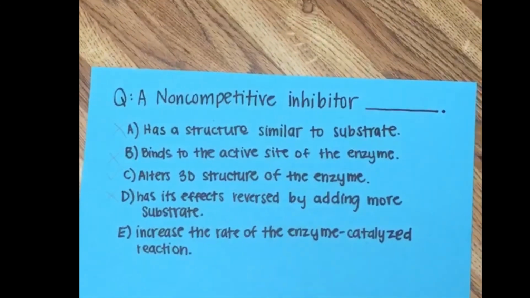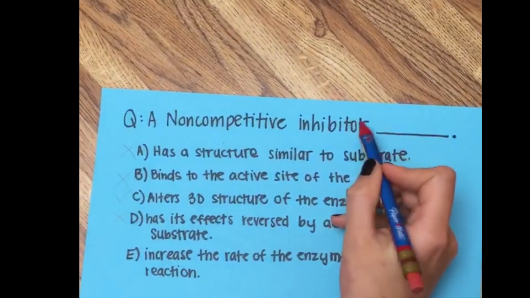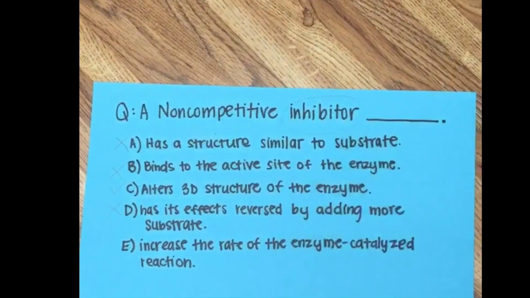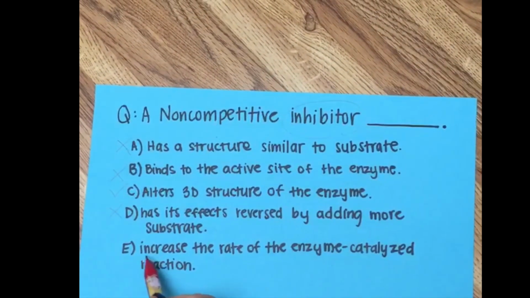Now E. Increase the rate of the enzyme catalyzed reaction. If we go back to the question, it says inhibitor, so it will inhibit the reaction, which will always decrease and not increase.